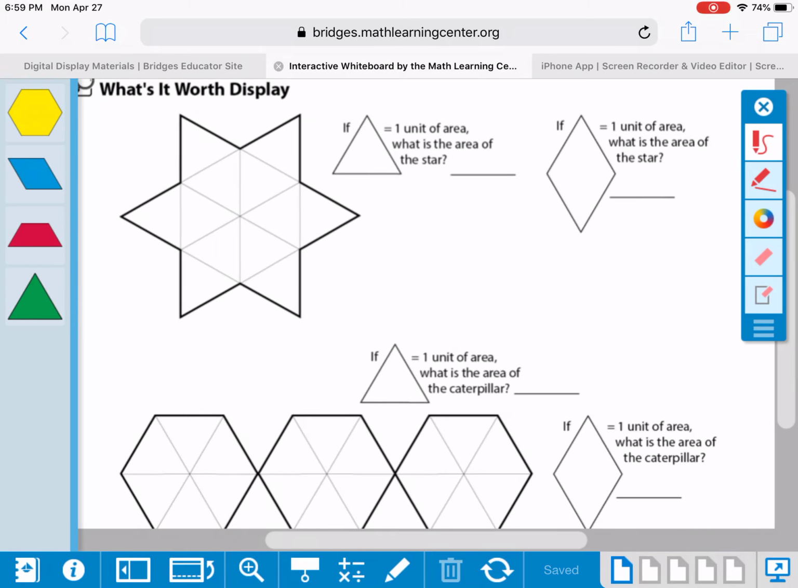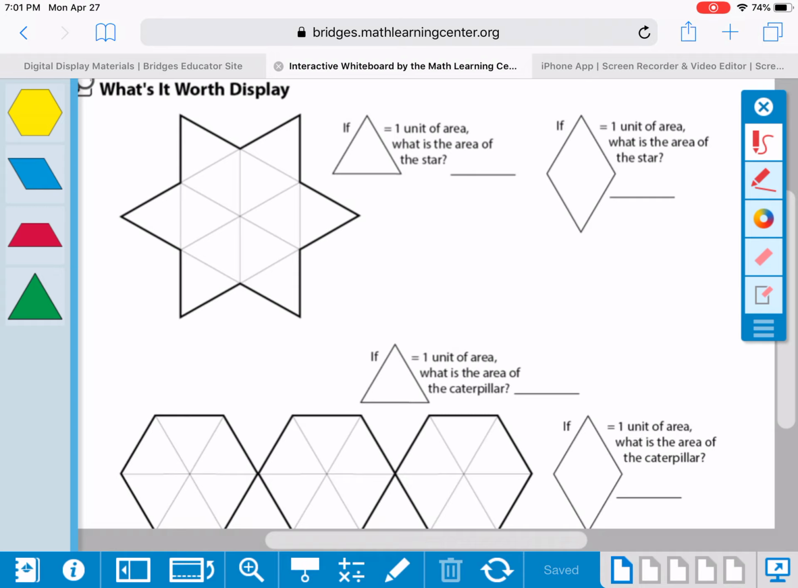Hello! Today for our lesson we are talking again about area. Yesterday we learned that area is the measure of space inside of a shape. And we measured some shapes yesterday using triangles. Today we're going to measure shapes using triangles, rhombuses, and trapezoids.